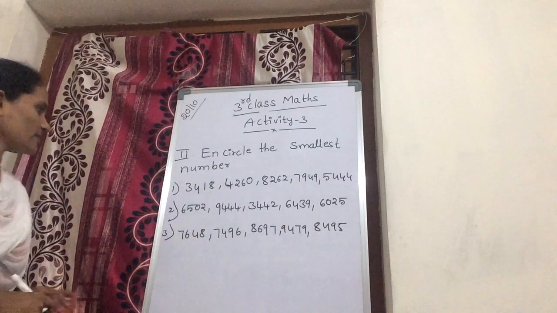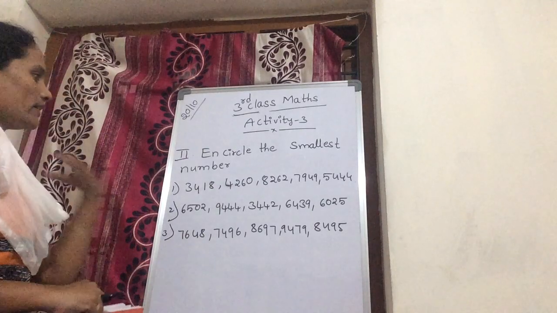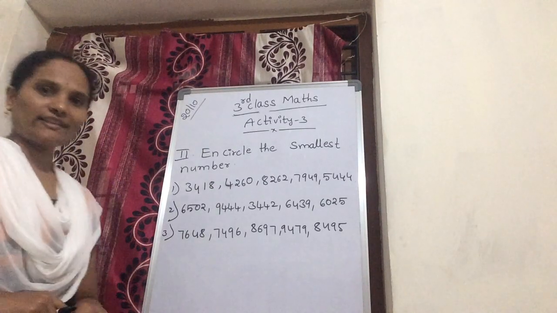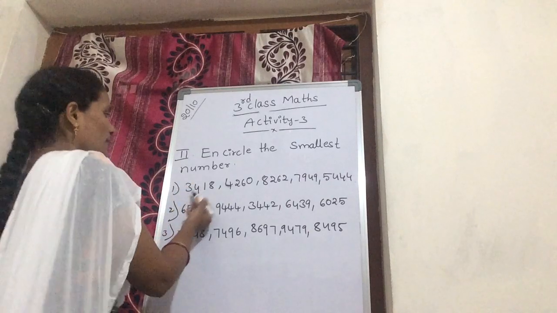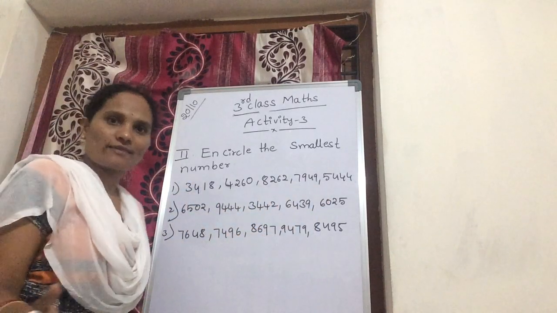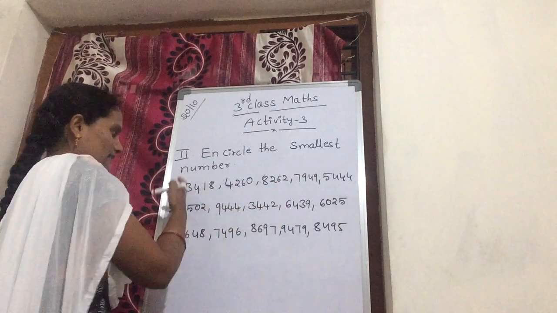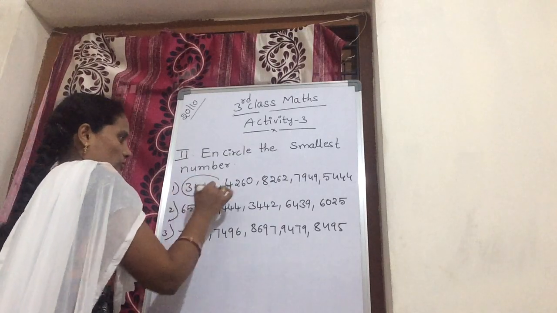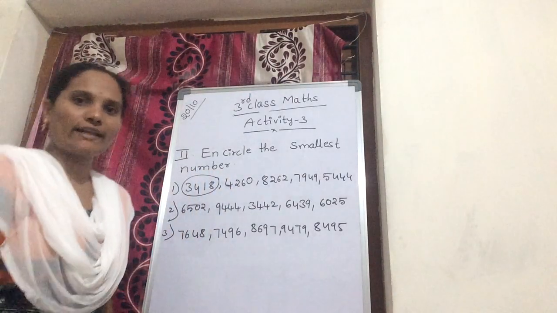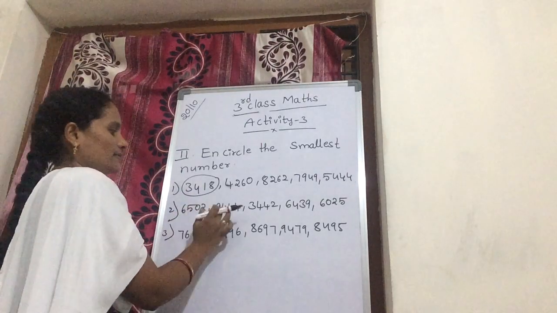Here also, these are having 4-digit numbers and 1000 place value. So we are checking in the 1000 place: 3, 4, 8, 7, 5. You need the smallest number. Yes, children. Now in the 1000 place, which number is the small one? 3. So this is the smallest number. You put a circle to 3418.